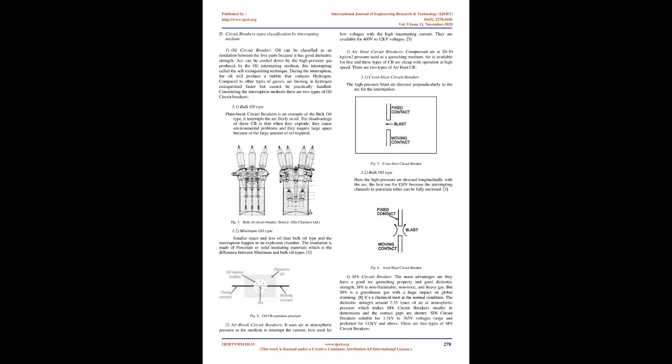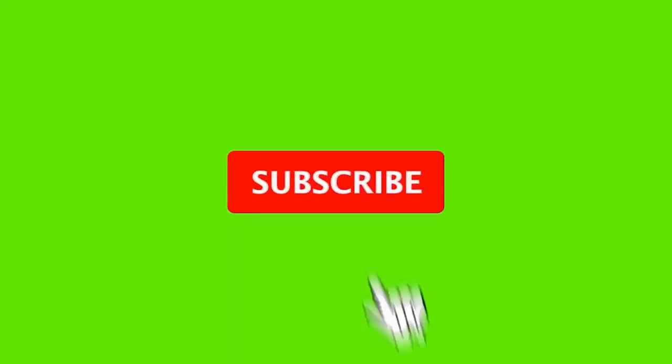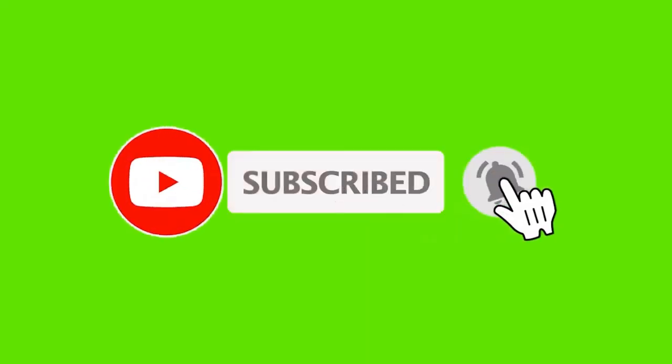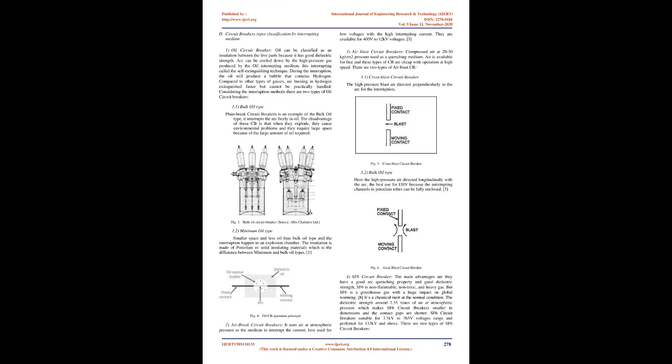D. Circuit breaker types classification by interrupting medium. Low voltages with high interrupting capacity are available for 400 V to 12 kV voltages. 1. Oil circuit breaker. Oil can be classified as an insulation between the live parts because it has good dielectric strength. The arc can be cooled down by the high-pressure gas produced by the oil interrupting medium; this interruption is called the self-extinguishing technique. During the interruption, the oil produces a bubble that contains hydrogen. Compared to other types of gases, an arc burning in hydrogen is extinguished faster, but it cannot be practically handled.